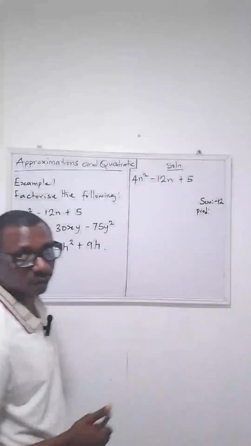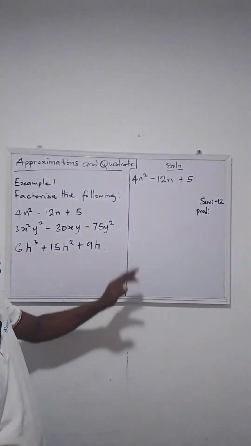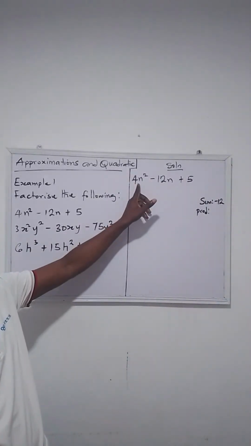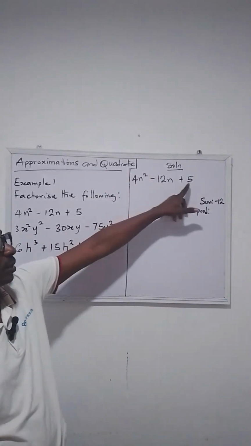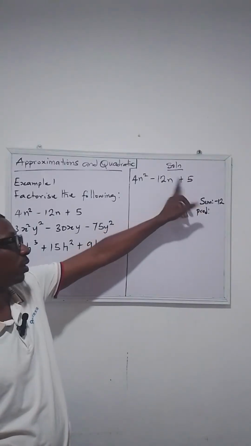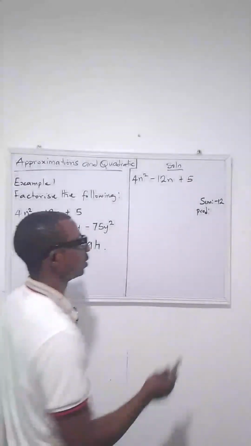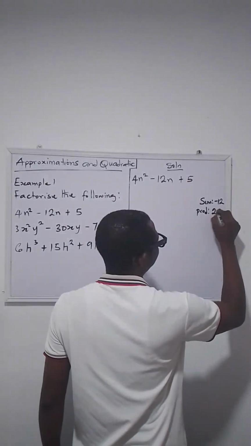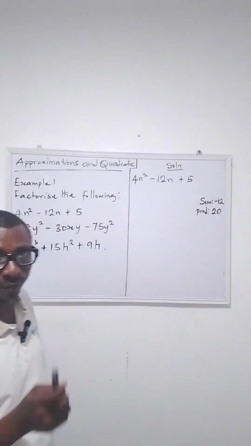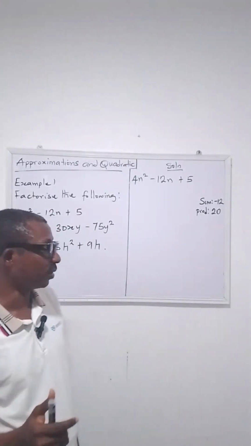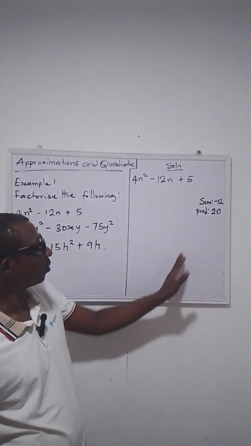The product is the multiplication of the coefficient of n squared and 5 here. So you use 4 to multiply 5, and you have 20. So the product is 20. Is it the same thing with what we have there? You can compare.